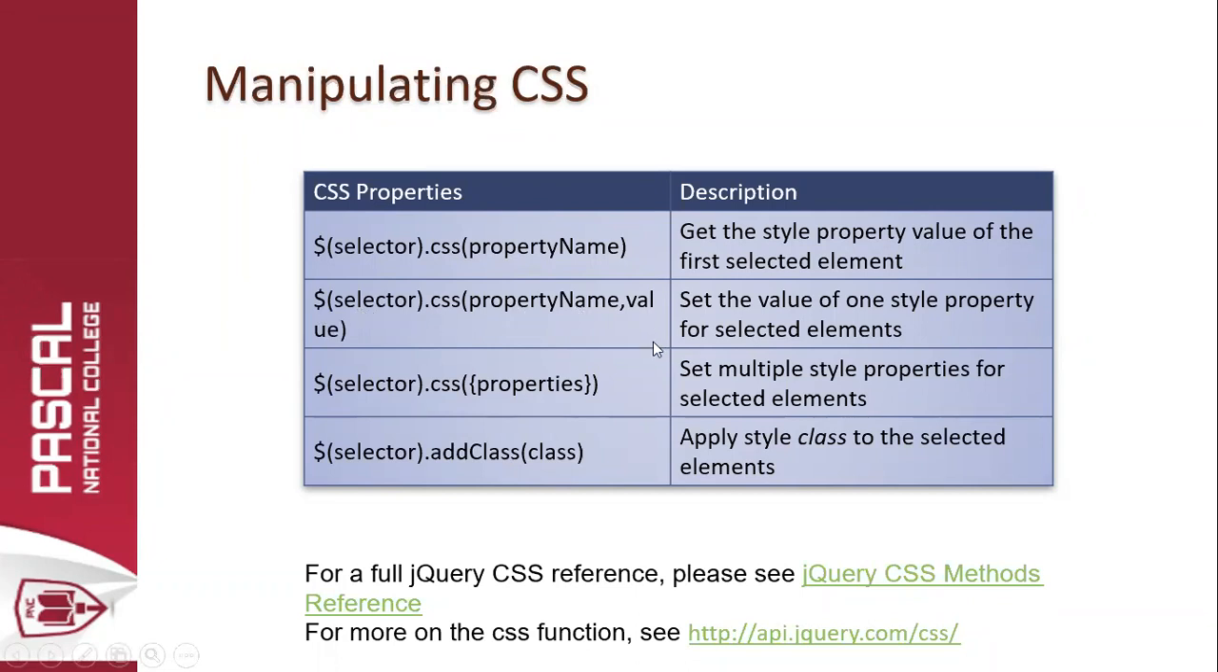If you want to set a new property and value on that particular element, then you will need to pass the property name, comma, value, like this. Similarly, $(selector).css, then this symbol: if you want to set a list of multiple style properties, you can do it with this.